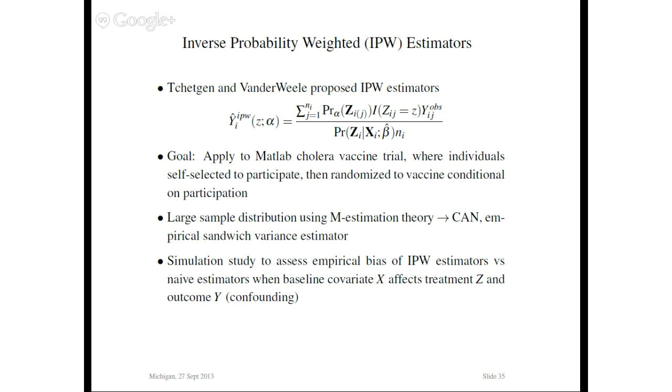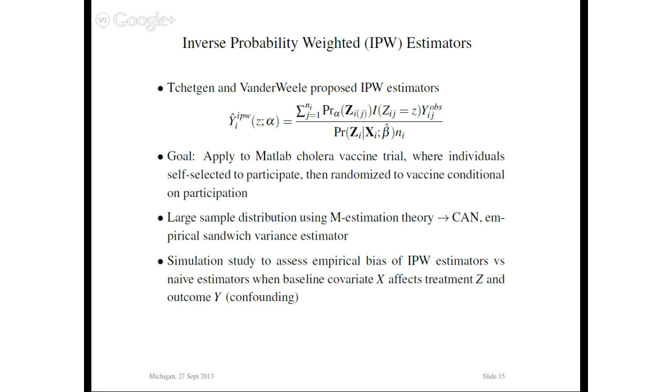What Tyler and Eric showed was that if you knew the group level propensity score, not if you had to estimate it, then this is an unbiased estimator of the average potential outcome in group I when an individual is assigned Z and the group is assigned allocation strategy alpha. Our goal was to apply this estimator to the actual Matlab data. We got a hold of this data, and because of this observational nature, we have data on everybody in Matlab, not just the trial participants. We want to use that data and this estimator to draw inference about the effect of the cholera vaccine. You can use standard M estimation theory to show that this IPW estimator is consistent and asymptotically normal.